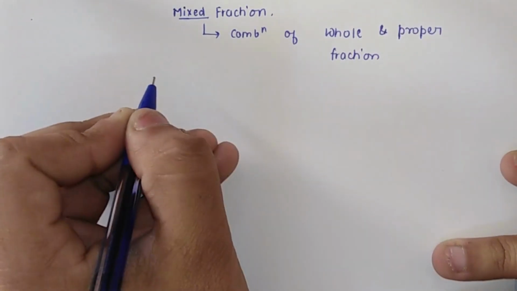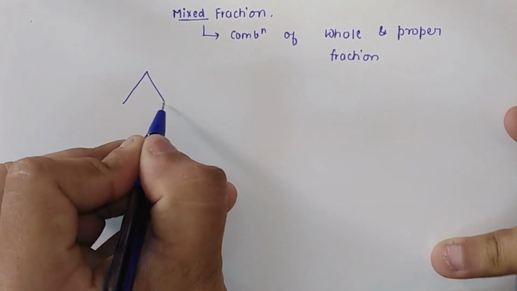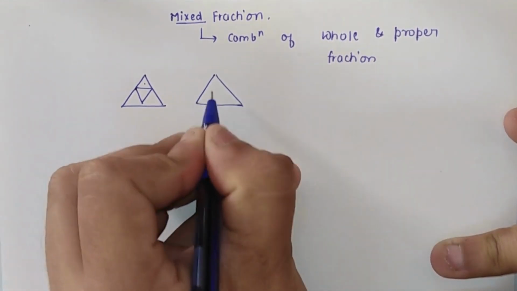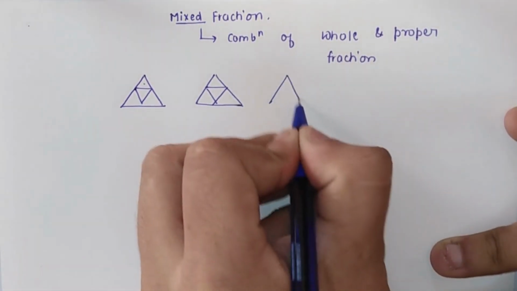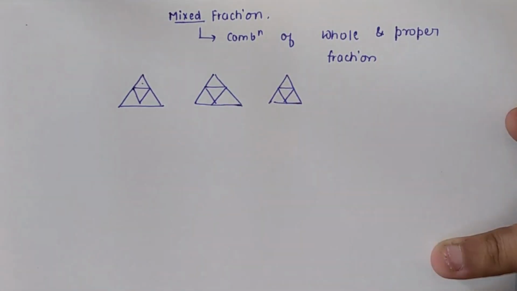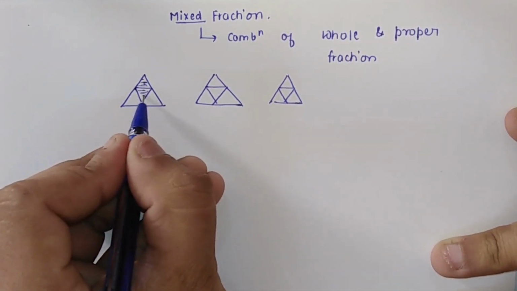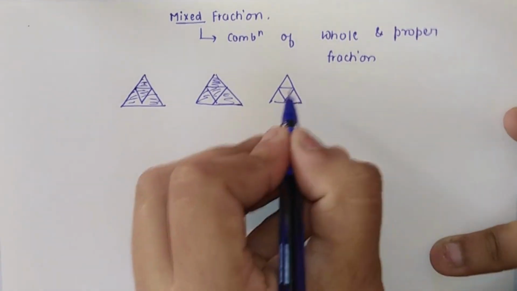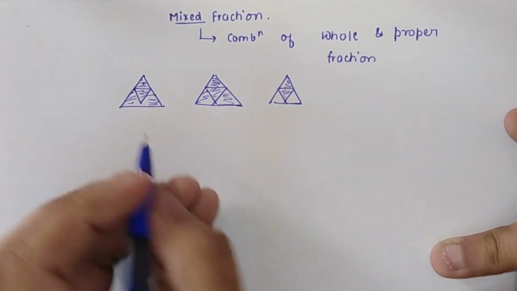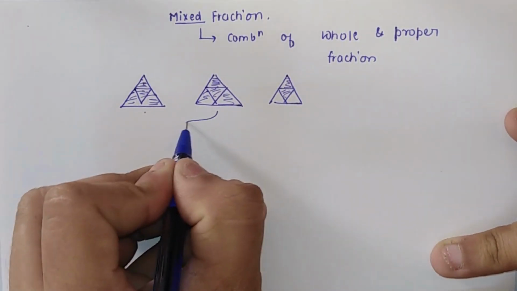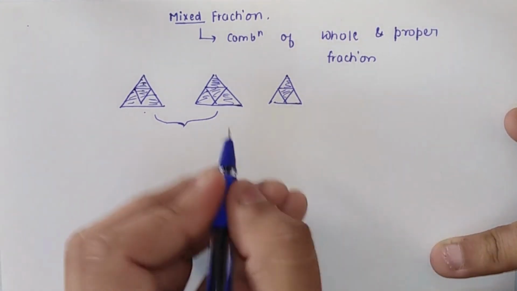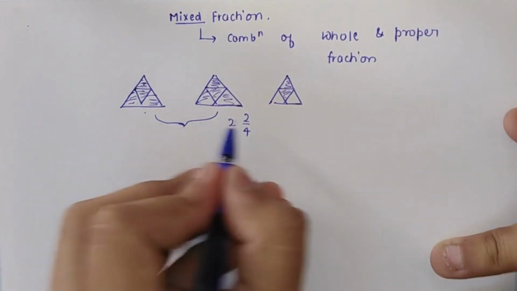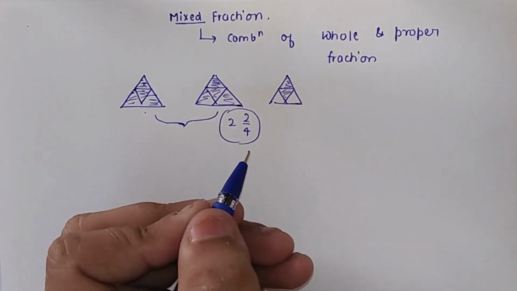For example, let's say I take 3 triangles like this. The first is divided into 4 equal parts. Similarly, I take another triangle and divide it into 4 equal parts, and one more triangle, also divided into 4 equal parts. This one is completely shaded, and this one is also completely shaded. And here in this case, I shade 2 parts like this. So 2 figures are completely shaded, and 2 by 4 of the last one is shaded. So we can say 2 whole and 2 by 4. 2 by 4 is a proper fraction because the numerator is less than the denominator.